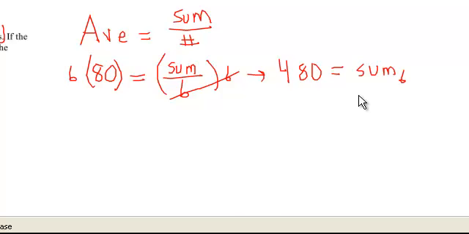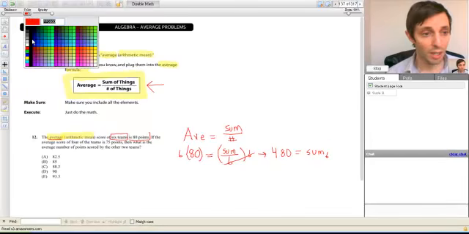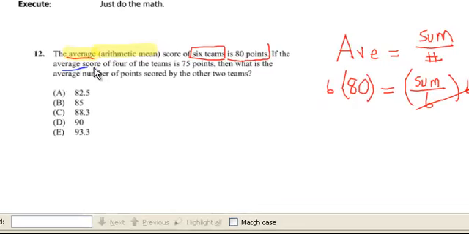Now, you want to have your students keep telling you as they read what to plug in where, right? Make sure you're not doing all the work. Let them tell you what goes where. So, let's take a look at the next piece of information. If the average score of 4 of the teams is 75 points, well, again, we can stop right there. So-and-so, can you tell me which of these pieces of information I can plug in where?